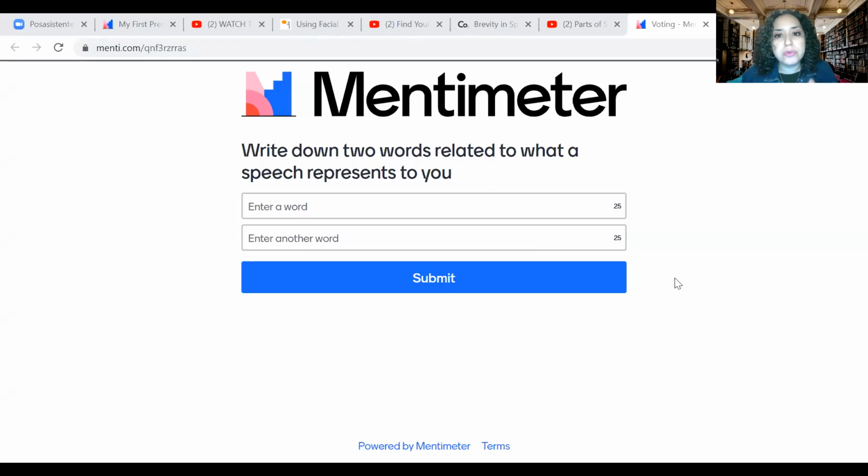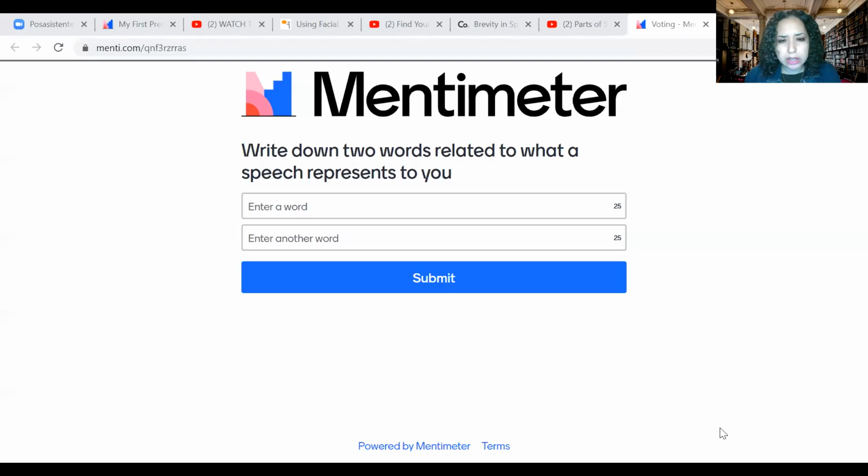It says, write down 2 words related to what a speech represents to you. So if it represents something like speaking, listening, audience, whatever it is, write 1 word here and write a different word over here and submit it. If you are not able to see this page yet, it's because it's asking you a code. I gave you the code. Can you see my screen?